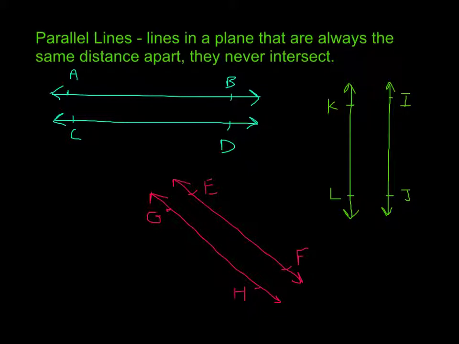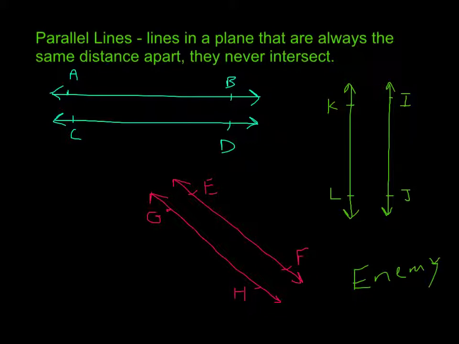On our next slide here, we're going to talk about parallel lines. Once again, parallel lines are lines in a plane that are always the same distance apart. They never intersect. Now these lines we like to call enemy lines. They are enemies of each other, and they are enemies because they don't like each other. They never meet each other.